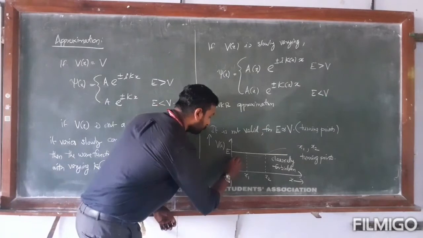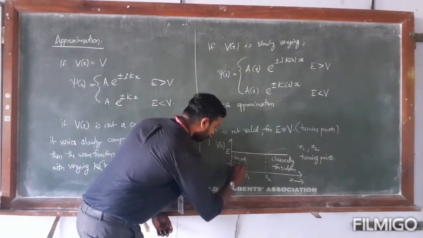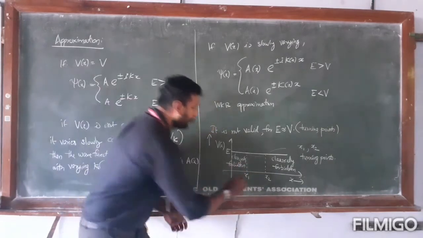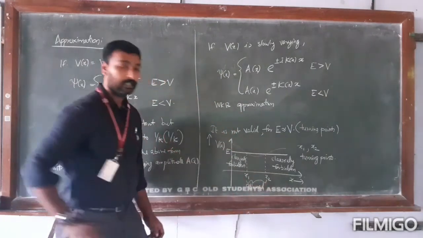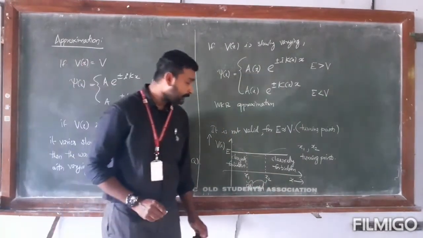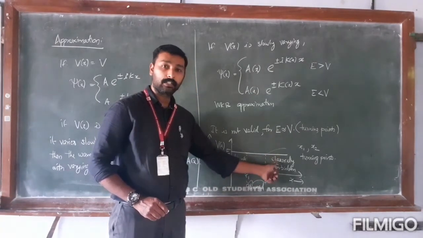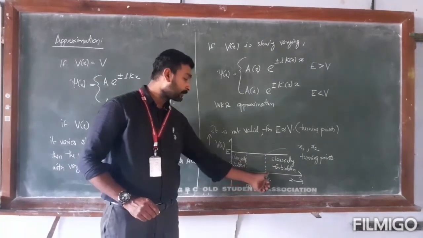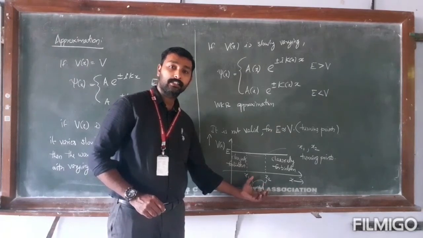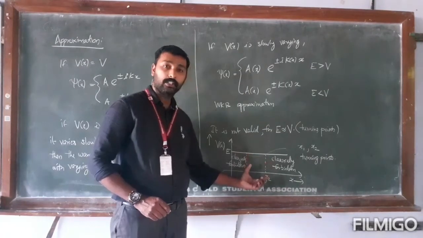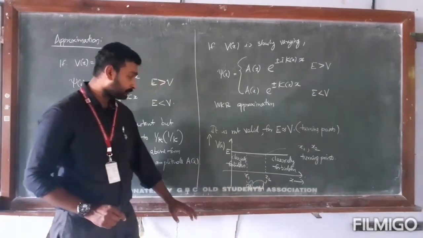And this region is also classically forbidden, and between x1 and x2 is the classically allowed region. So classically the particle should come back after reaching x2. It cannot cross x2. Classically the particle cannot cross the points x1 and x2. It should be within x1 and x2. Therefore the classical system for this particular potential energy should have a bound state. So it will be bounded within x1 and x2.